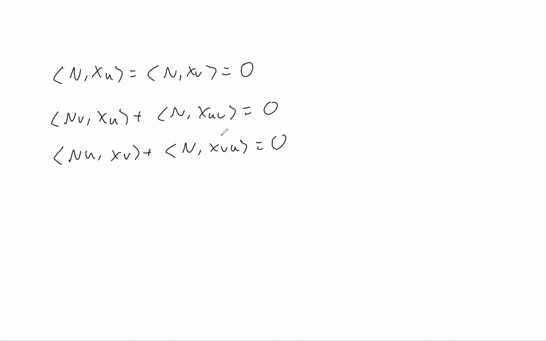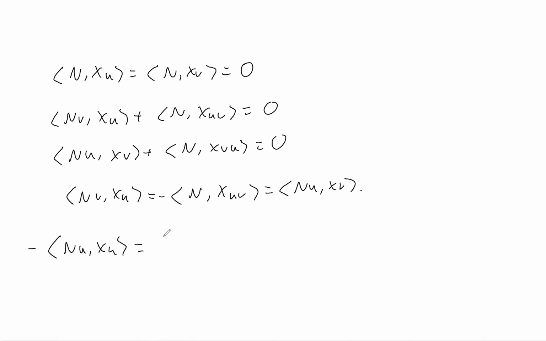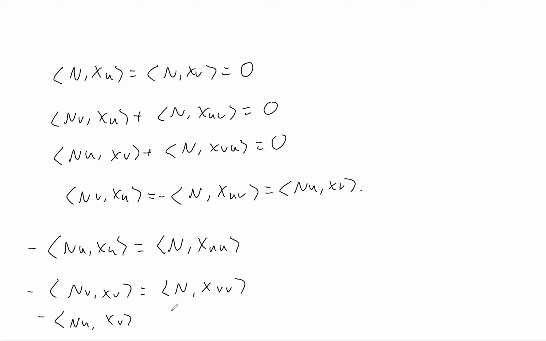So we end up getting this, but these guys are equal. So what do we end up seeing? We see that nv xu is equal to the negative of n xuv, which is equal to nu xu. More so, what these computations actually give us is that nu xu, the negative of it, is equal to n xuu, and same for here. And what these give us is that negative nu xv is equal to n xuv, equal to negative nv xu. So we end up getting these computations as well.